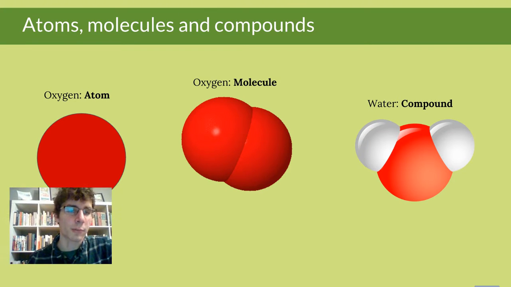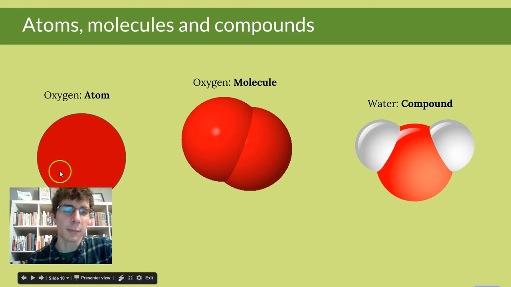Here again, same pictures. We've got the oxygen single atom, a pure element. We've got oxygen as a molecule, where it's two atoms bonded together, but they're the same. And then we have a compound where it's two different elements bonded together, and in fact, three atoms altogether. So we have one oxygen, one hydrogen, and another hydrogen. Three atoms, but two different types of elements. So that's what makes this a compound. It's also a molecule, but compound is a more specific definition of what this substance is.